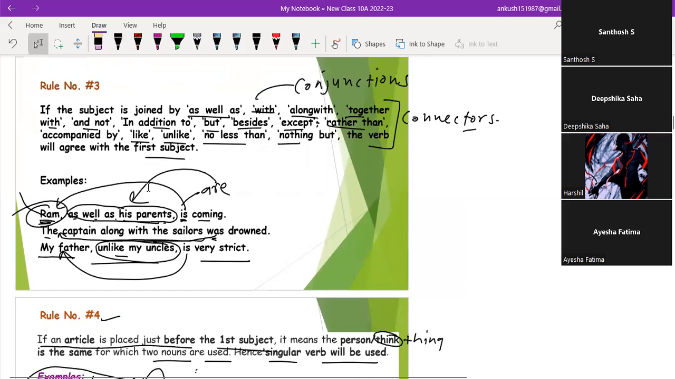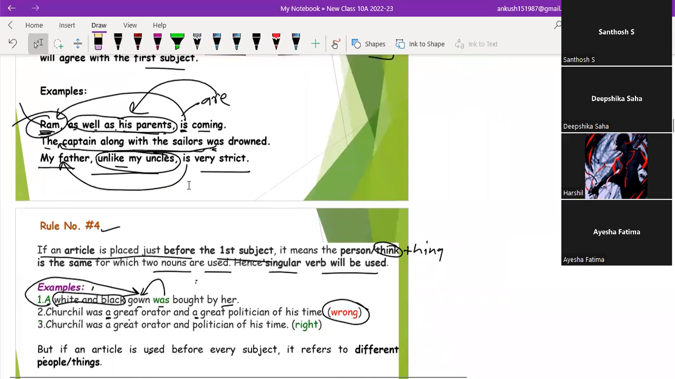Third is when these conjunctions or connectors or jointers are used. Okay, so the verb will be agreed with the first subject. Okay, as well as, like with, along with, together.